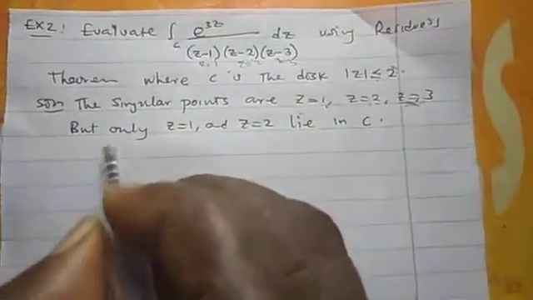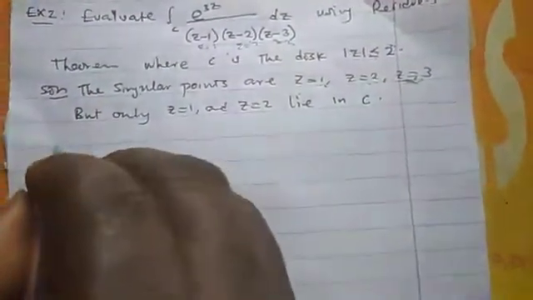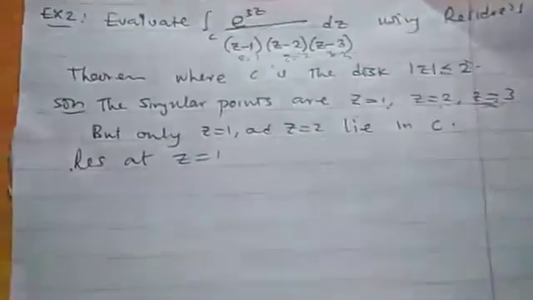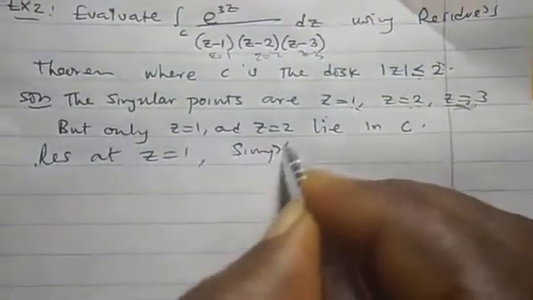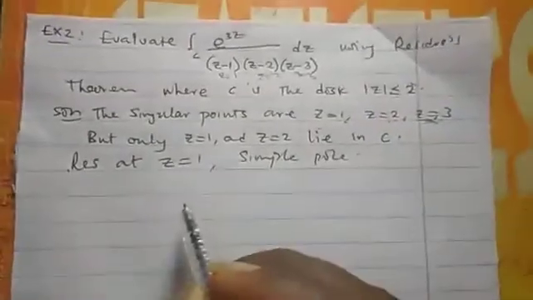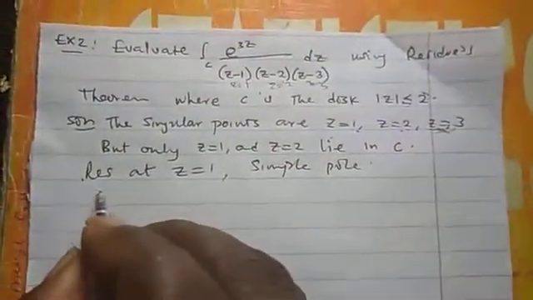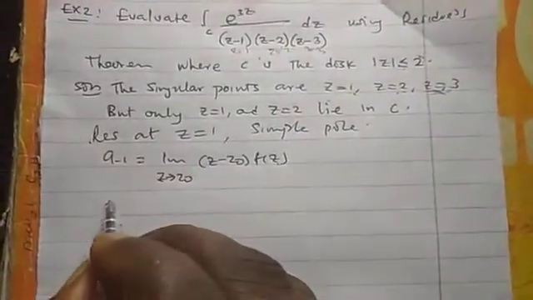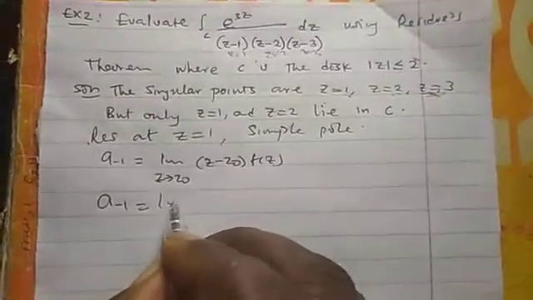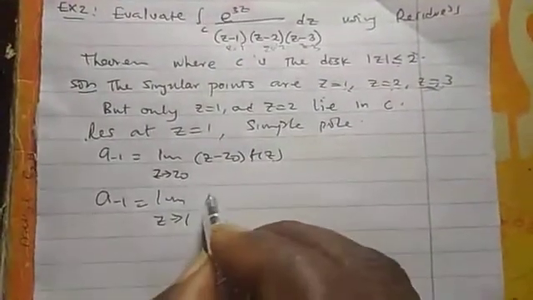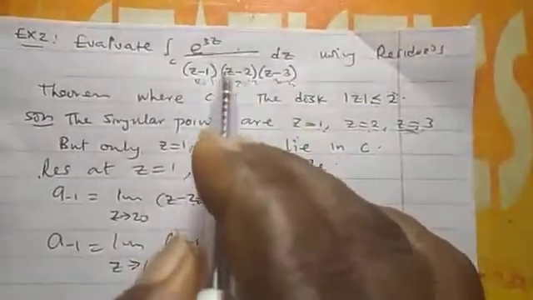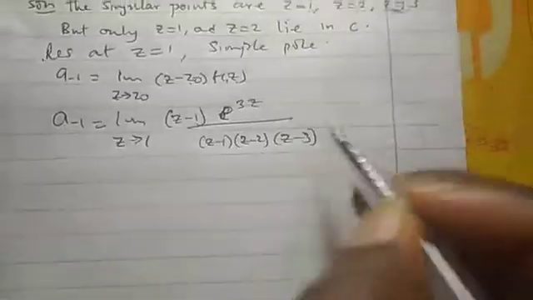So what we'll now do is find the residues. The first one, let us find the residue at z equal to 1. Take note that at z equal to 1 we have a simple pole there. It's a simple pole. So in that case, I will use the formula. The formula for the residue of a simple pole is this. Now, let me find the residue. The residue is the limit as z tends to 1 of (z minus z naught, which is 1) times f of z. This is our f of z here. Let's write it out, which is this.